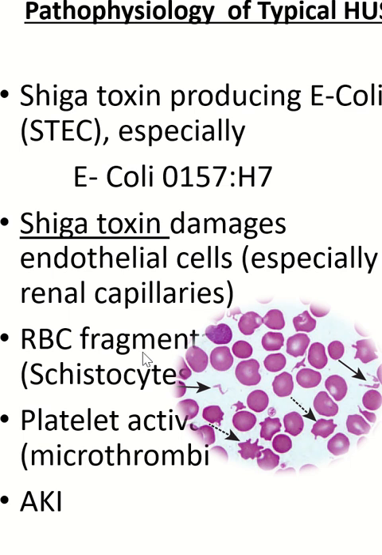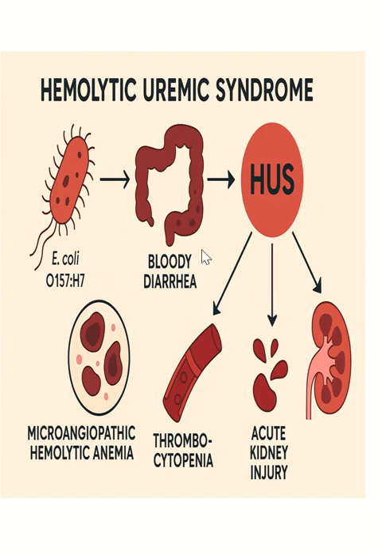Since there is a capillary injury, platelets are needed to block those injuries or help in the healing process. So these platelets will form a lot of microthrombi. A lot of platelets are getting consumed. So platelet consumption will lead to thrombocytopenia, and all these microthrombi can block the filtration process in the kidney, leading to acute kidney injury. So the pathophysiology is, when a baby gets infected with E. coli, the patient presents with bloody diarrhea.